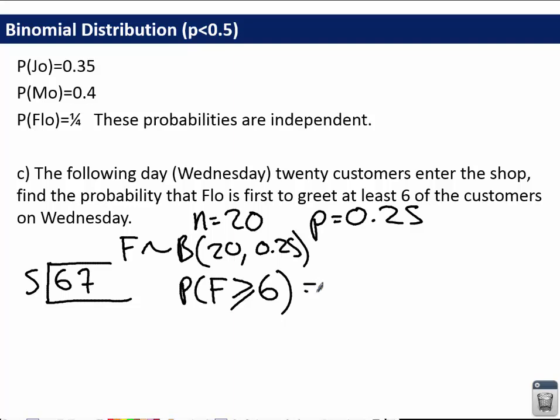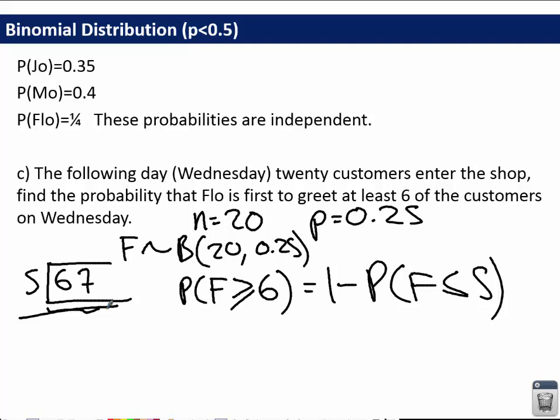Now, to work this out, you cannot just use your table straight away, because remember, your table is less than or equal to. So we have to turn it around. As the sum of the probabilities is 1, the probability that Flo is 6 or more is the same as 1 minus the probability that Flo is 5 or less. You can see that in the numbers you've written down earlier. You've got 5 or less over here, and these must add up to 1. So you can do 1 minus the probability that Flo is less than or equal to 5.